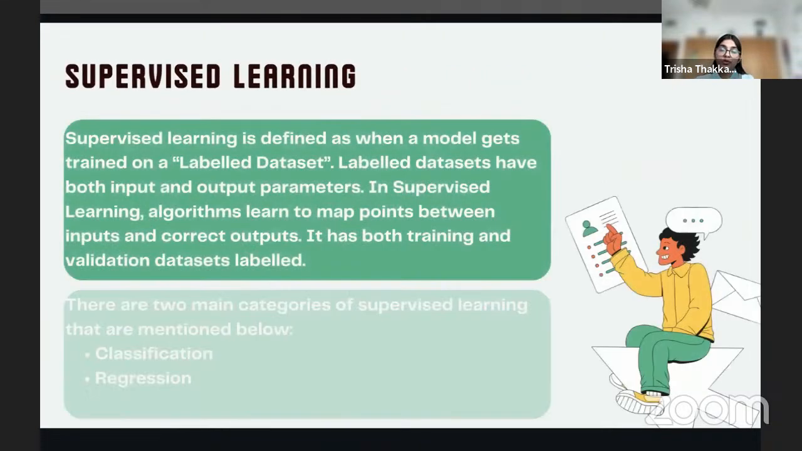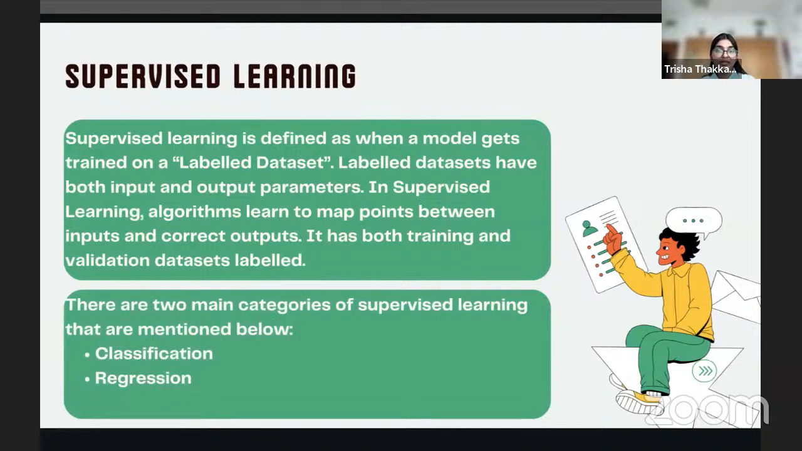First, we have supervised learning. Supervised learning is when a model is trained on a labeled dataset. Labeled datasets have both input and output parameters. In supervised learning, algorithms learn to map points between these inputs and the correct outputs. It has both training and validation datasets labeled. There are two main categories of supervised learning: classification and regression.